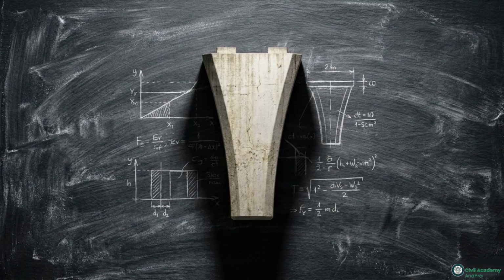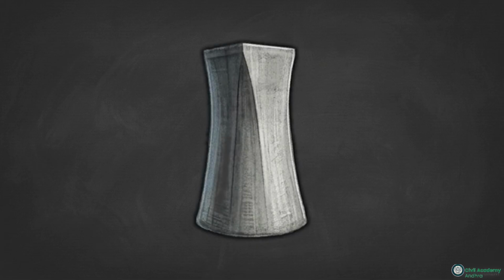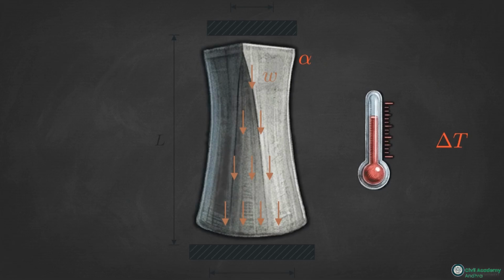Look at a massive, tapering concrete bridge pier baking in the midday sun. To understand how it survives, we have to calculate for three specific extremes: its changing shape, its crushing self-weight, and thermal expansion trapped by rigid supports. Let's establish our physical baseline.